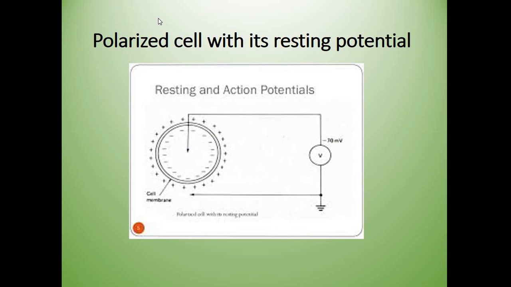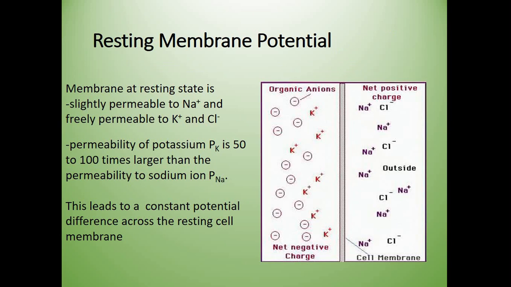And it has been pointed out that the membrane potentials in various cells range from about -60 to -100 millivolts. Now under this condition, a cell is said to be in its resting state and is said to be polarized. The boundary of a cell in its polarized state is found to be so because the permeability of potassium is 50 to 100 times larger than the permeability to sodium. So this leads to a constant potential difference across the resting cell membrane.